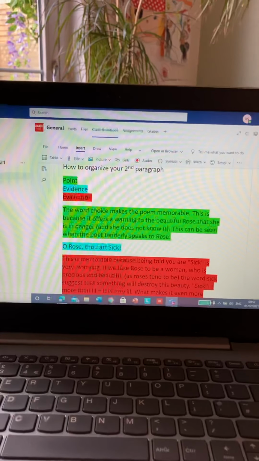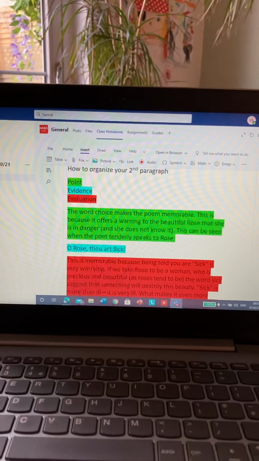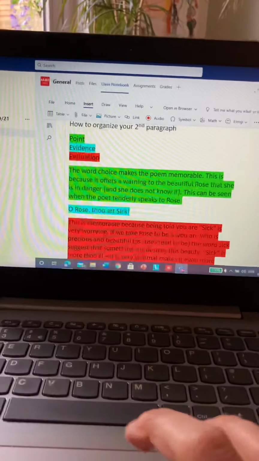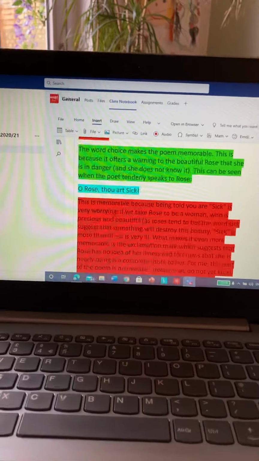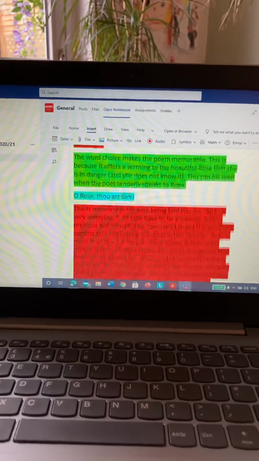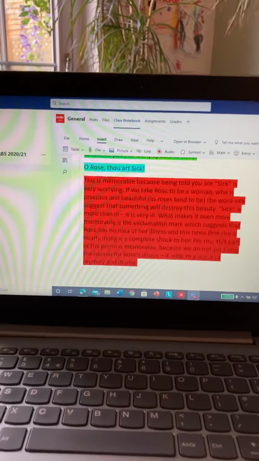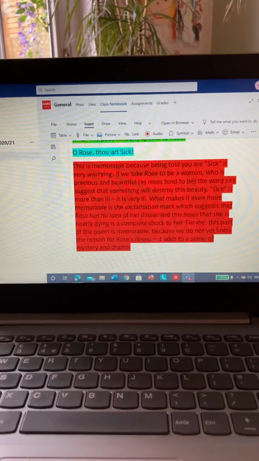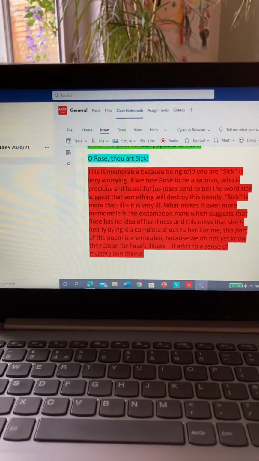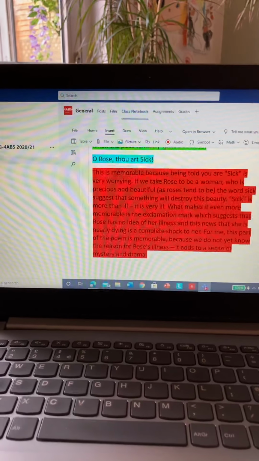This can be seen when the poet tenderly speaks to Rose. So I'm moving on now to my evidence, which is just a fancy word for quote. Put the quote in. "Oh, Rose, thou art sick." Next is my evaluation. Now, it's really obvious that if someone said you were sick, you'd remember it, yeah?